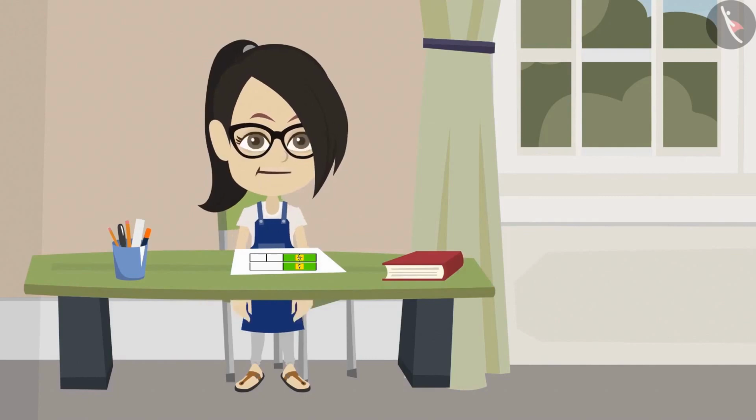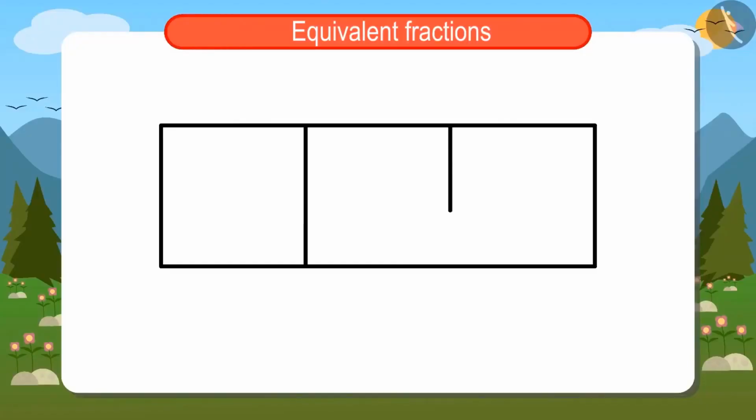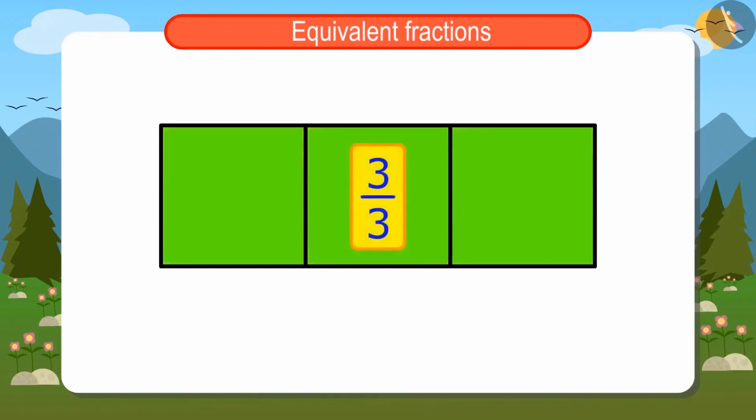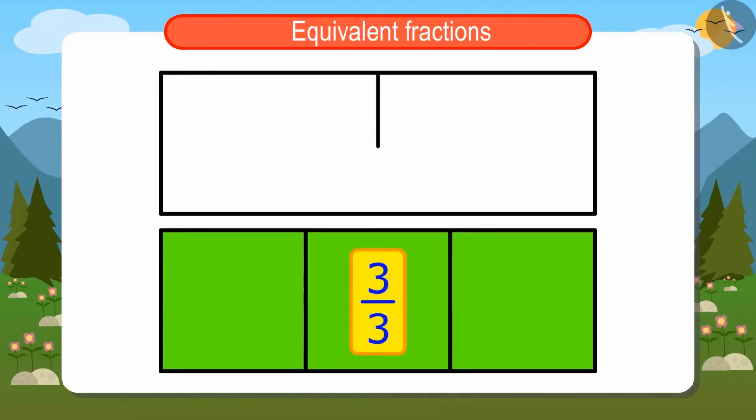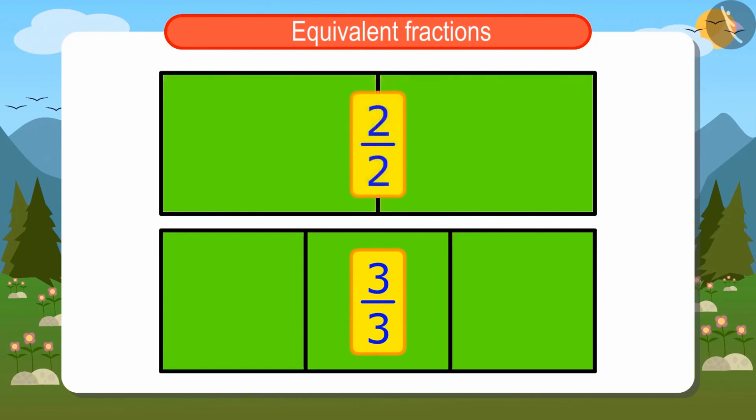For 3 upon 3, I have to divide this rectangle into 3 equal parts. Now 3 of these 3 parts will represent 3 upon 3. Now to show the 2 upon 2, I will make 2 equal parts of this rectangle, and these 2 parts will show the 2 upon 2. Now if we look at these 2, we will come to know that 2 upon 2 and 3 upon 3 are equivalent because both are showing same quantities.